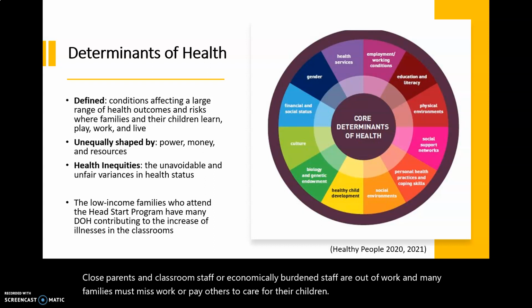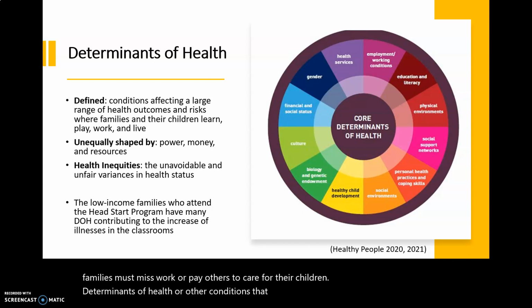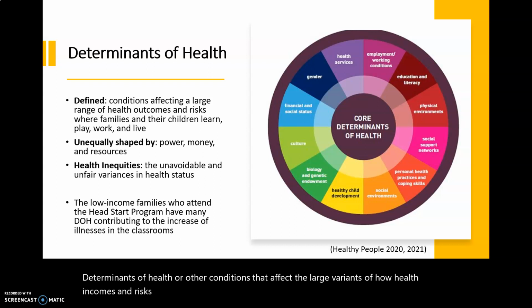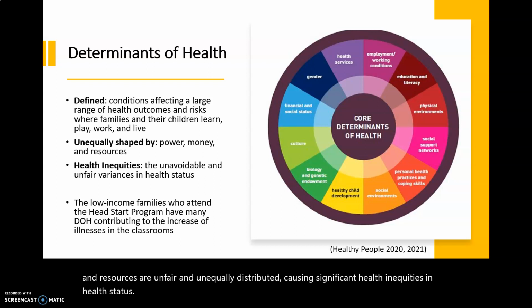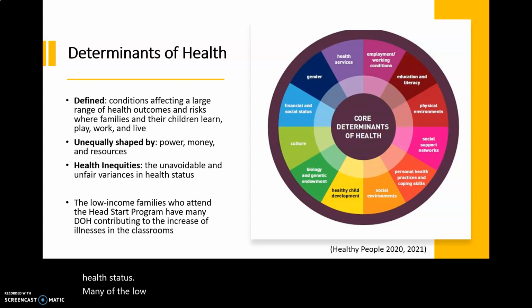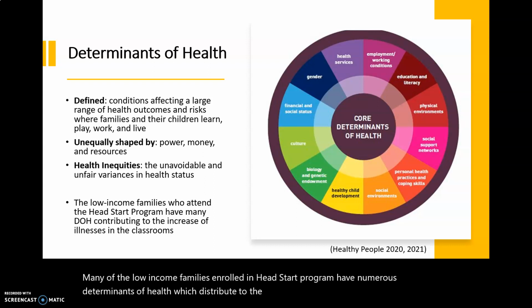Determinants of health are the conditions that affect the large variance of health outcomes and risks where families and their children learn, play, work, and live. Power, money, and resources are unfairly and unequally distributed, causing significant inequities in health status. Many of the low-income families enrolled in the Head Start program have numerous determinants of health which contribute to the increase of illness within the classrooms.